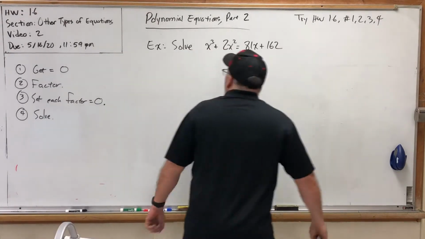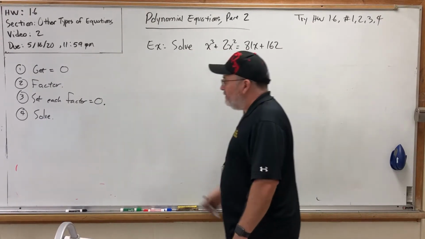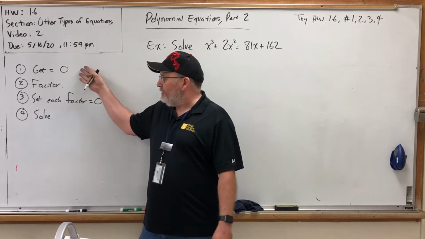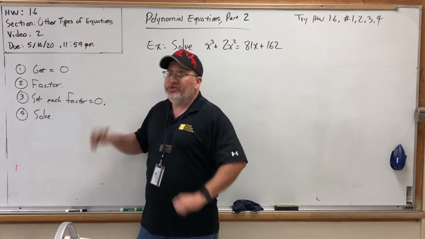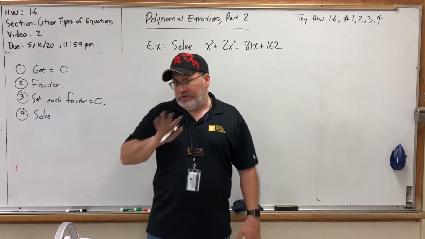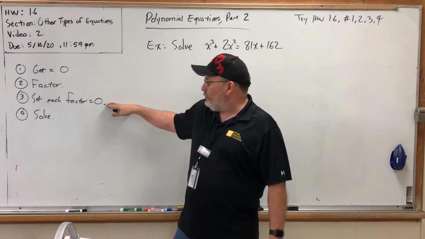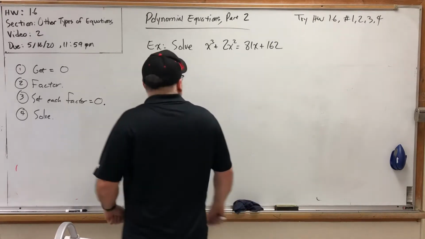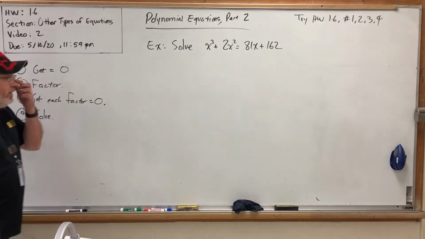In the previous video, we solved one polynomial equation by using the same technique as with quadratic equations. Get the equation equal to 0 if it's not equal to 0 already. Factor it as much as we can. Set each factor equal to 0 and then solve each of the smaller equations. In this example, we're going to do another one.